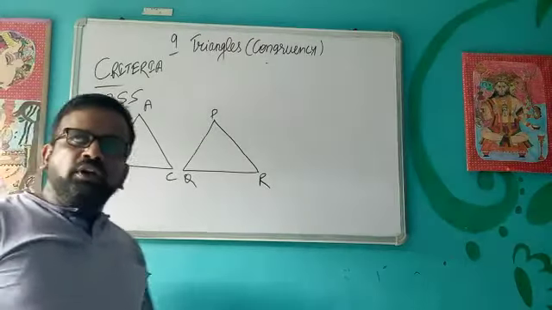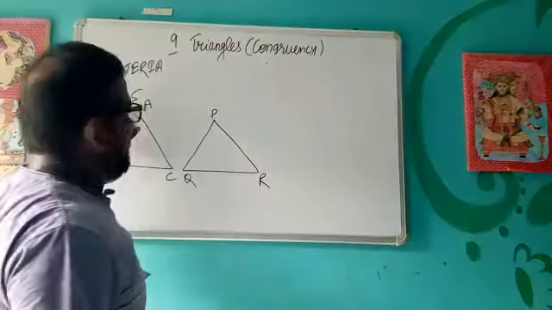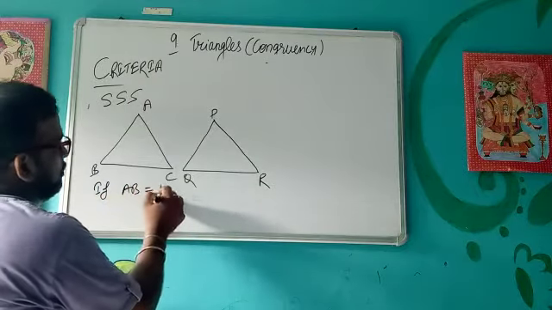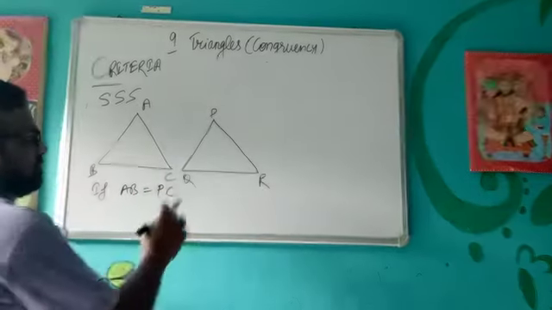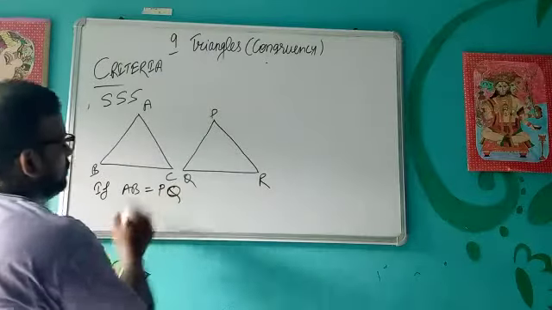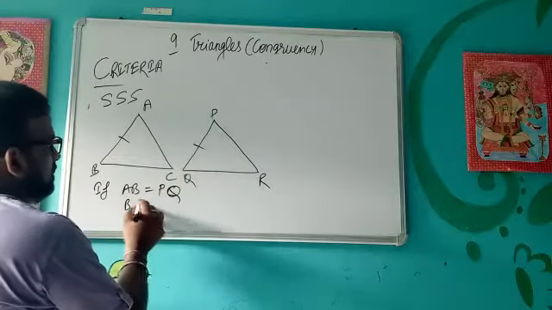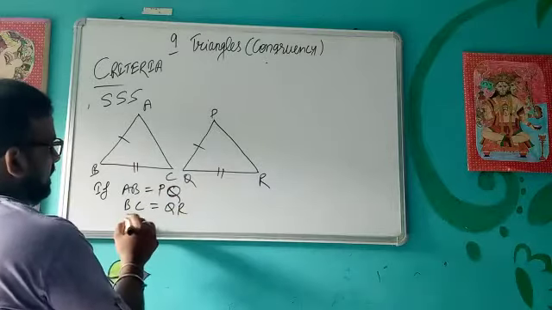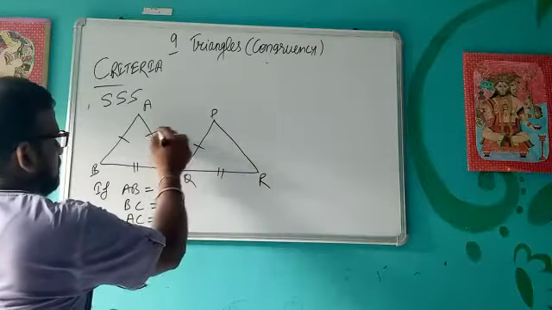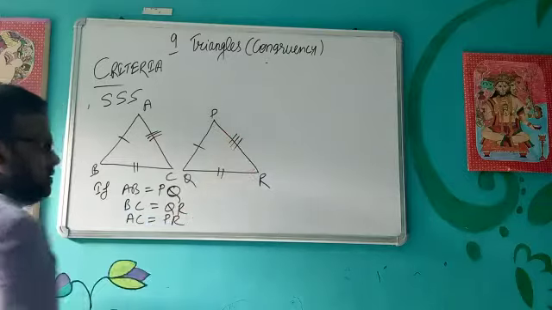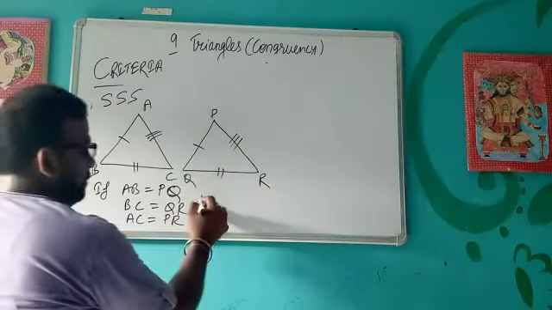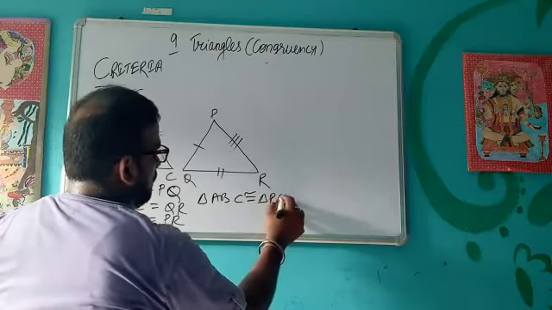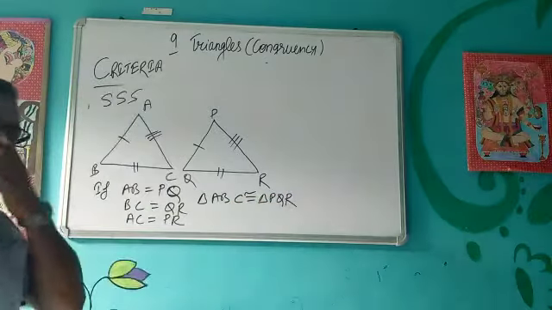So we are calling it side side side. That means if AB equals PQ, then BC equals QR. Suppose these two sides are also equal, and AC equals PR. So if all sides are equal, then again we can say that the triangles are congruent to each other.